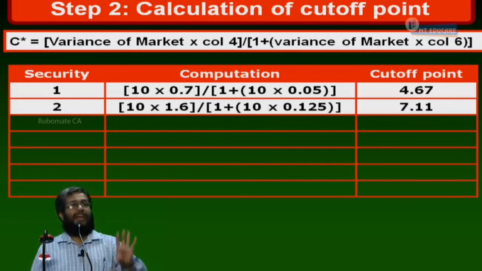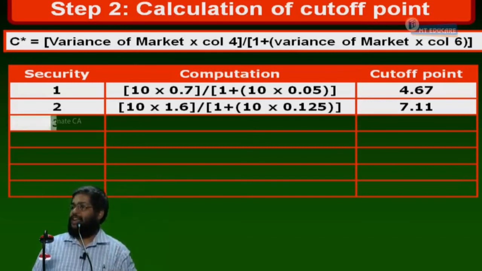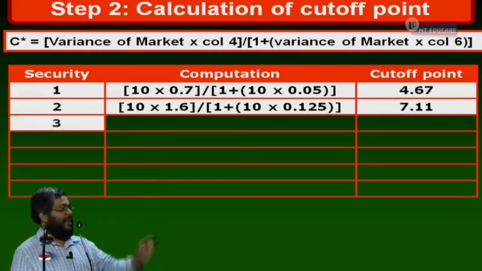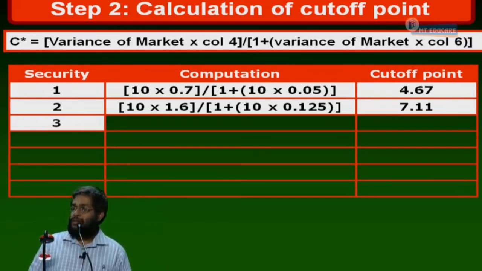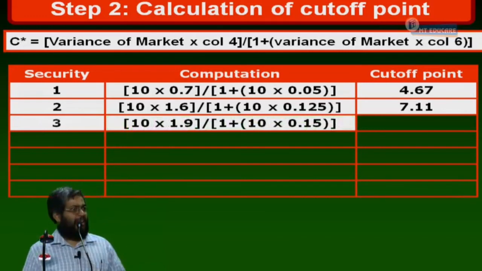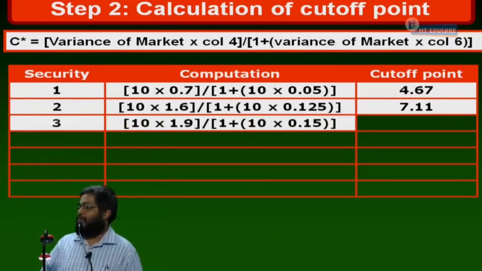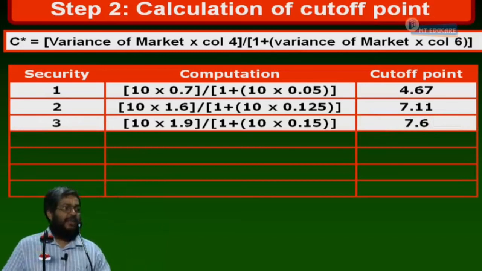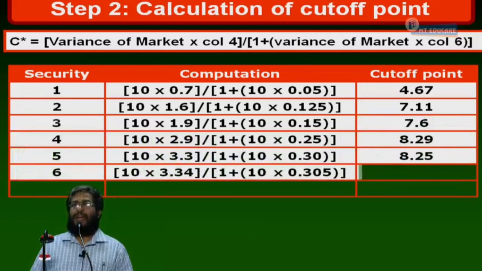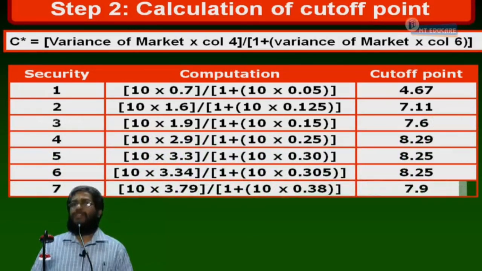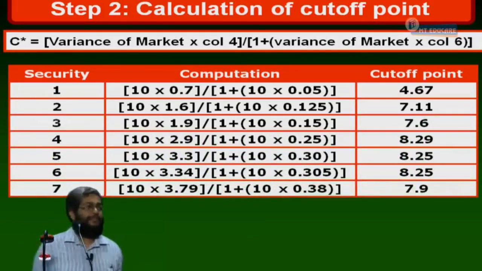Now, stop writing. I want a confirmation from my side for at least the third security, and then let's put the remaining slide. Now, you tell me for third security, what into what? 10 into 1.9 divided by 1 plus 10 into what is column 6? 0.15. That gives you 7.6. Like that, I have calculated for the remaining securities. Please copy this quickly.